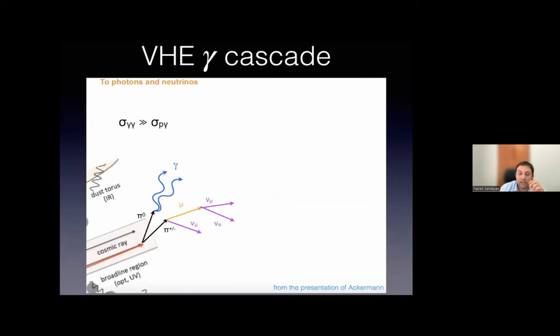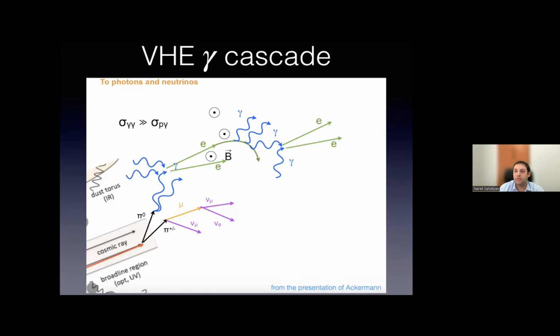But if you simply compare the cross section of p-gamma interaction and the cross section of gamma-gamma interaction, the energetic photons are interacting with the low energy photons and they are absorbed, so they are not escaping from the region. So this cross section is higher. It means that even if you produce these photons, they are not escaping from the region. What is happening? They are producing electron-positron pairs. These pairs are emitting again by synchrotron emission. They are producing again photons, these photons again electrons, and so on. So you are forming a cascade.